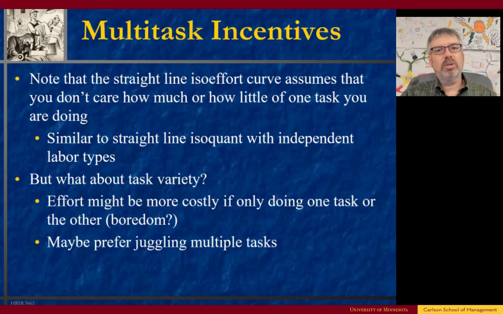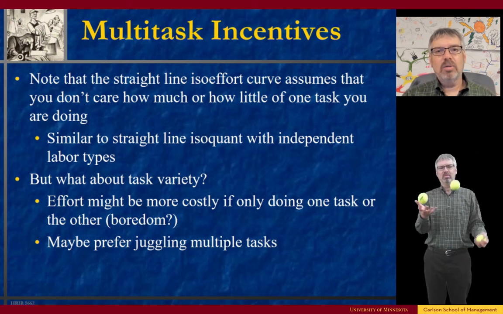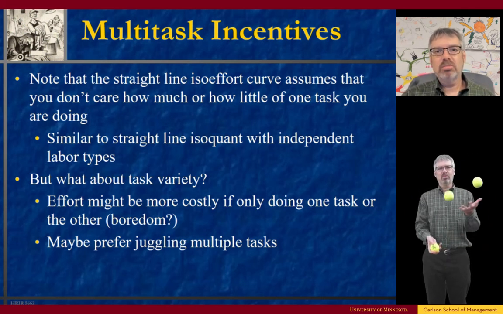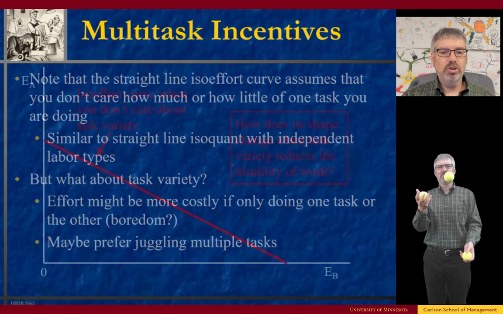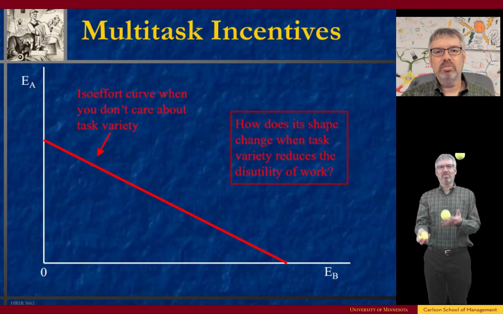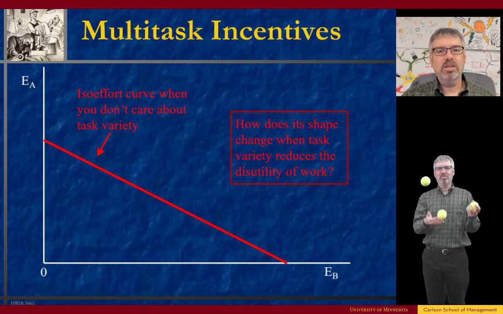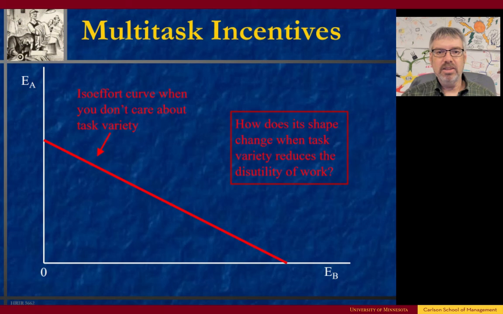But task variety is a well-known HR thing. You might be bored doing the same thing over and over, and some people might like to do multiple things, might like to juggle multiple tasks. And so let's think about how we can add that in here. Here's our iso-effort curve, which is a straight line. What happens if we have task variety, which reduces effort costs at certain points along here?